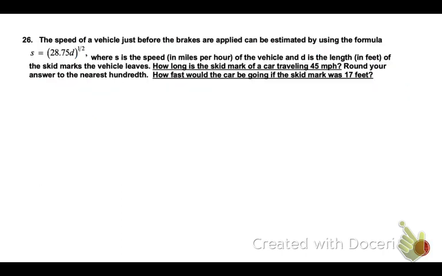Now let's look at this application problem. So the speed of a vehicle just before the brakes are applied can be estimated by using the formula. So S stands for speed equals 28.75 times d, all raised to the 1/2 power. Where S is the speed in miles per hour of the vehicle and d is the length in feet of the skid mark the vehicle leaves.